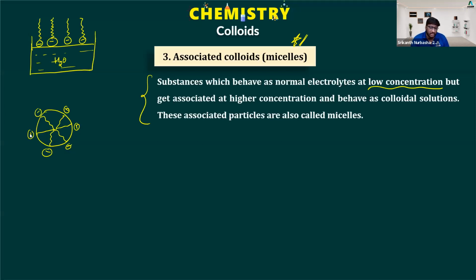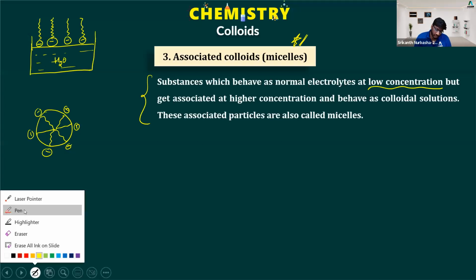So this micelle formation only occurs above a particular concentration. That concentration is said to be the critical micelle concentration. Micelle formation also occurs only above a particular temperature. That temperature is said to be the critical micelle temperature, the Kraft temperature.